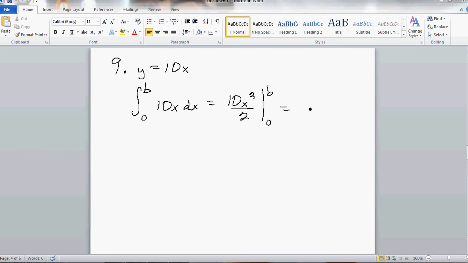But we need to simplify this now to 5x squared and go from 0 to b. Like I said, don't have it magically disappear here and reappear here. Just a word of warning. Now we can actually plug these values in. We get 5b squared minus, because we plug the b into here, minus, plugging 0 in here, we get 5 times 0 squared. And so, of course, this would be 5b squared minus 0, or just simply 5b squared.